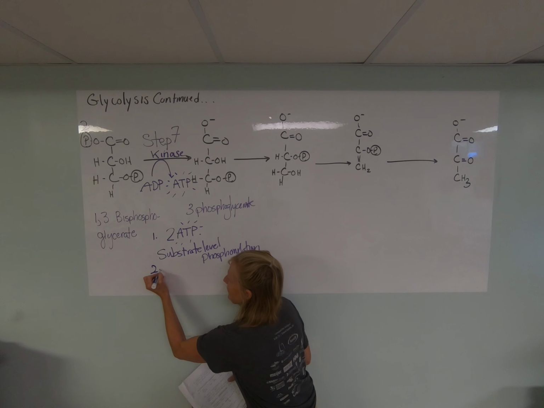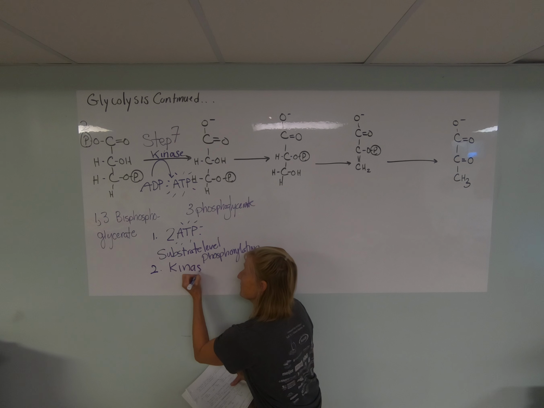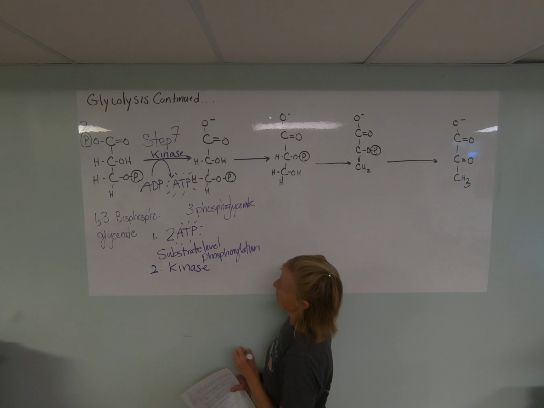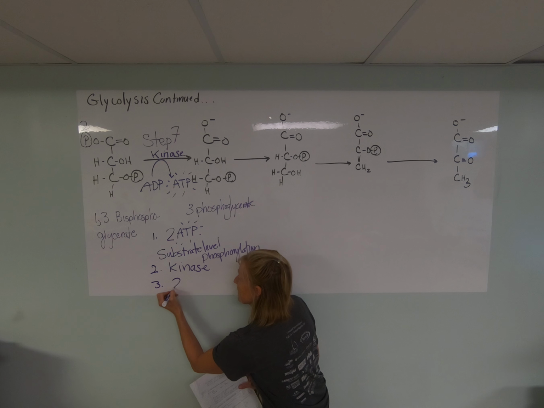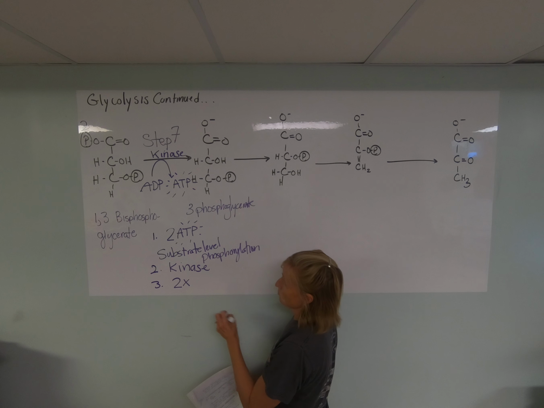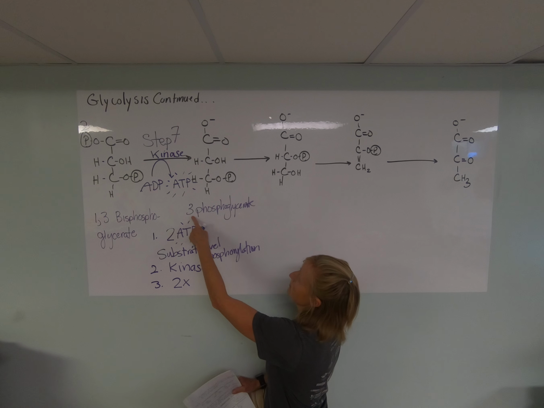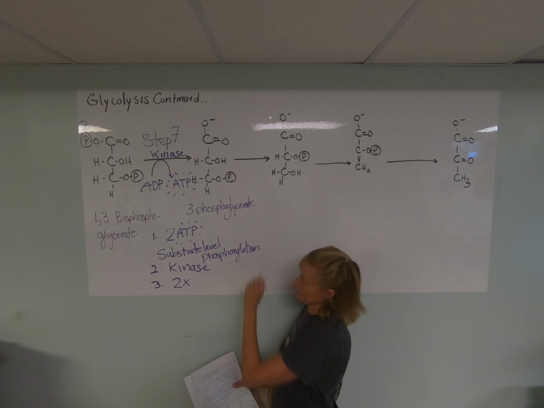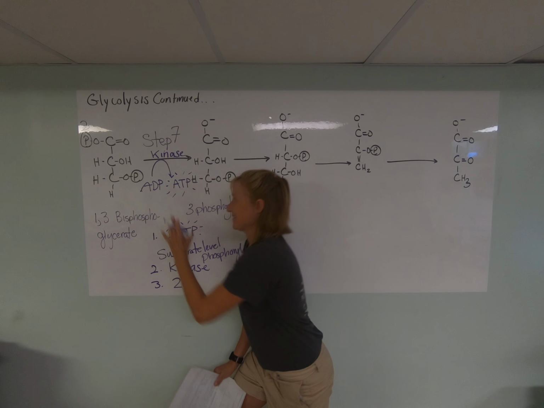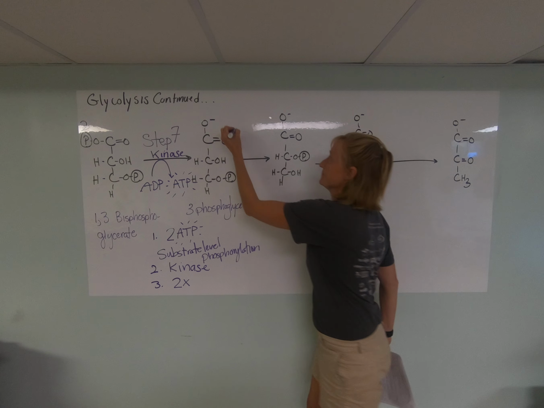I'm going to write down that we needed a kinase enzyme to catalyze the transfer of that phosphate. And I'm going to write down that this happens 2 times. So we're making 2 ATPs here, right? And we're making 2 molecules of 3-phosphoglycerate. Okay, that's exciting. Step 8.